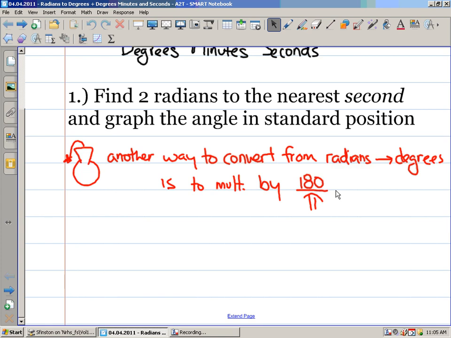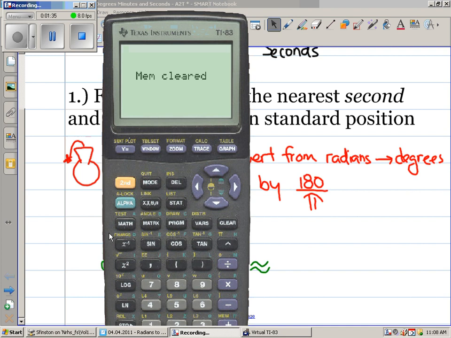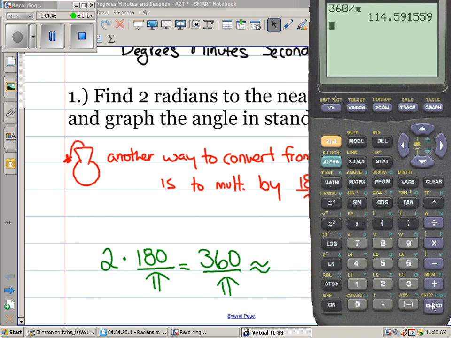And so we're going to use that right now to try and convert a measly 2 radians into degrees. So let's do it up. Check this out. 2 times what? 180 over pi equals 360 over pi. And that is approximately, let's break out our calculators. Let's plug that into the calculator. So 360 divided by pi is how much? This is approximately 114 degrees.